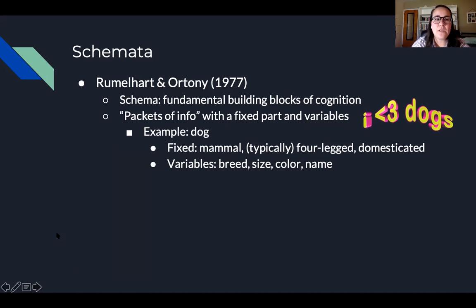Okay, so a study by Rummel, Hart, and Ortney. They viewed schemata as sort of these building blocks of cognition. And the idea that they had is that schemata are these packets of information, and they have certain parts to them. So each schema has these sort of fixed parts to it that have to be there in order for that schema to be applicable. But then there are other sorts of things that they call variables. They don't have to be in exactly that same form.